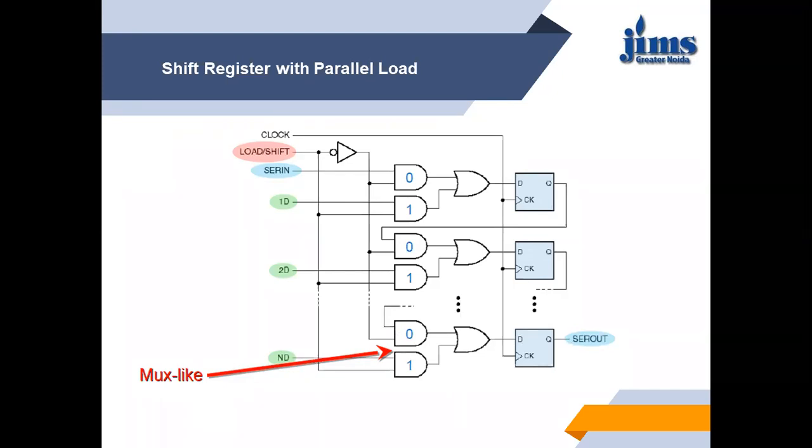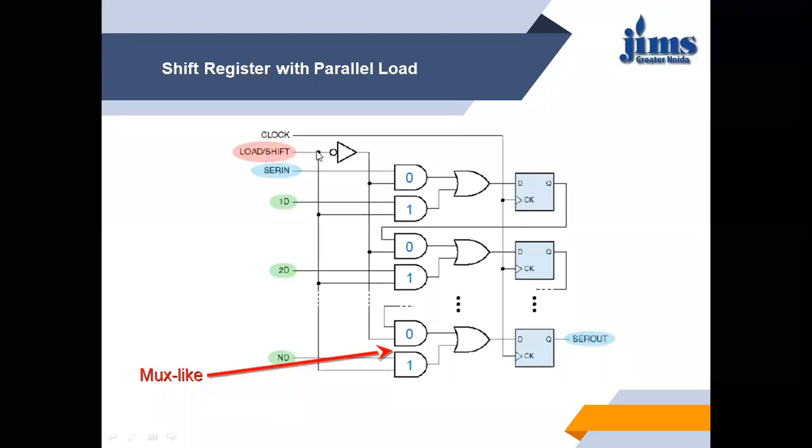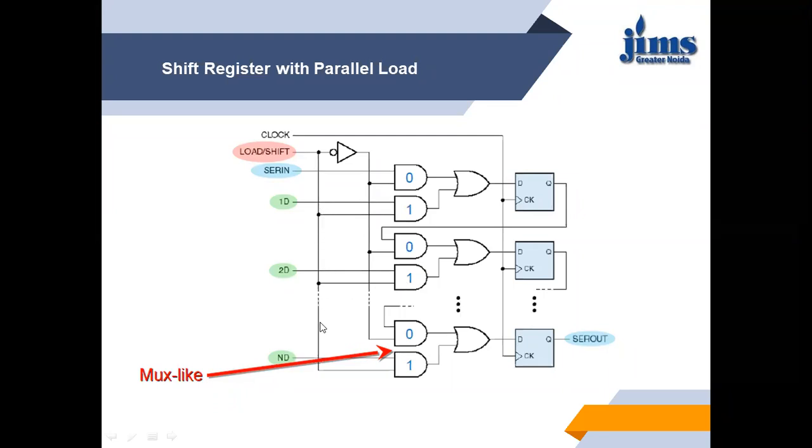On the other hand, if load/shift is 1, the output of the inverter will be 0. So all the AND gates labeled as 0, which are connected to the output of the inverter, will have an input 0. That means the output of all the AND gates labeled as 0 will be 0. And now the AND gates which are labeled as 1: here it is 1, again it is 1, and here it is 1.